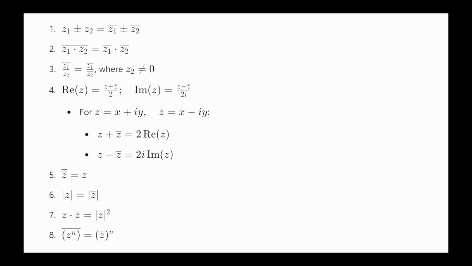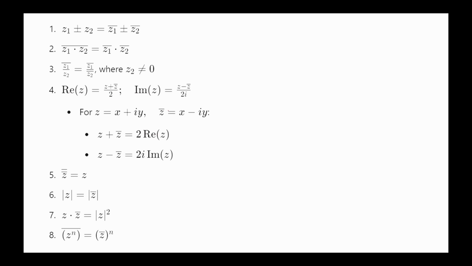Now there are a few properties, of course, that you need to keep in mind. z1 plus minus z2 whole bar is equal to z1 bar plus minus z2 bar. z1 z2 whole bar can simply be written as z1 bar z2 bar. Again, the properties that we had for modulus can be repeated here. Again, as for modulus we had the division properties, similarly that is repeated here. Now real part of z is z plus z bar by 2, and imaginary part of z can be written as z minus z bar by 2 iota.